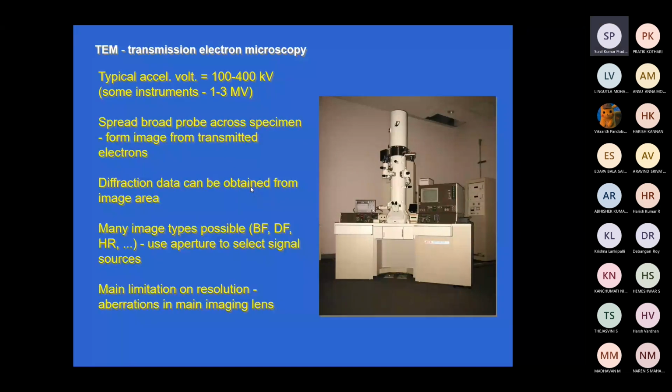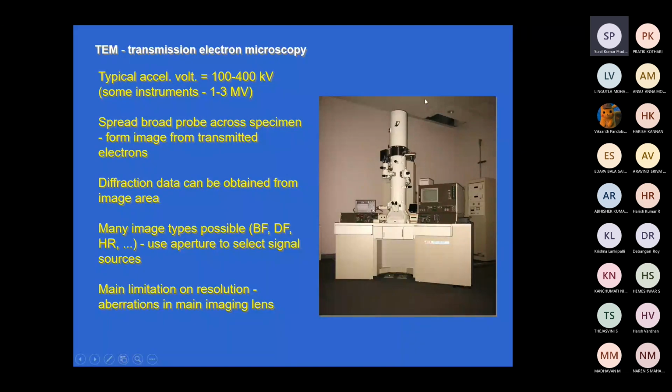So this is actually the typical electron microscope, if you can see here. I don't know how many of you have seen this instrument, but this is the electron microscope, and specifically this is called the transmission electron microscope. This transmission electron microscope is generally operated at an accelerating voltage between 100 kV to 400 kV.